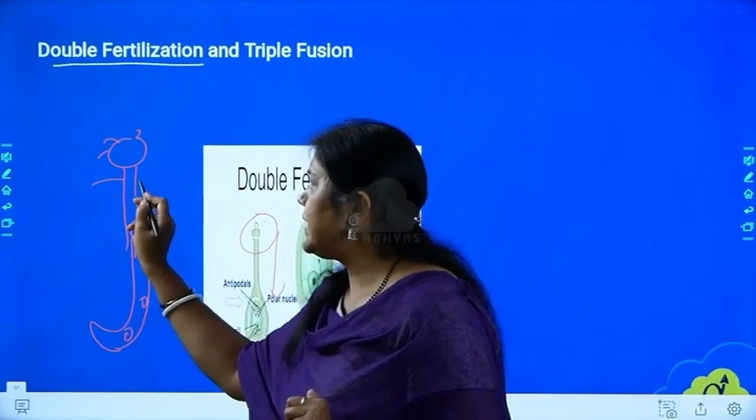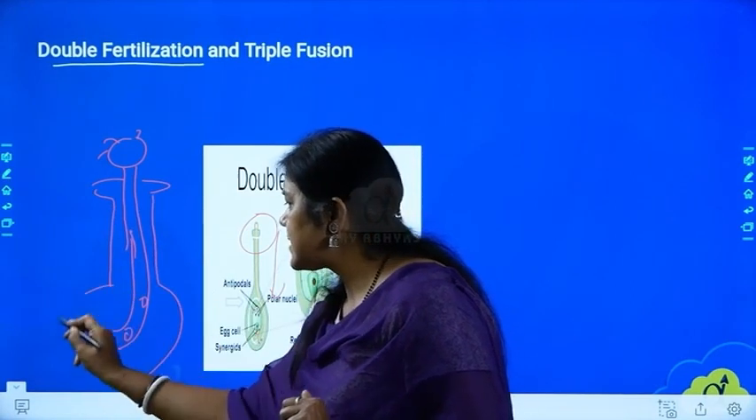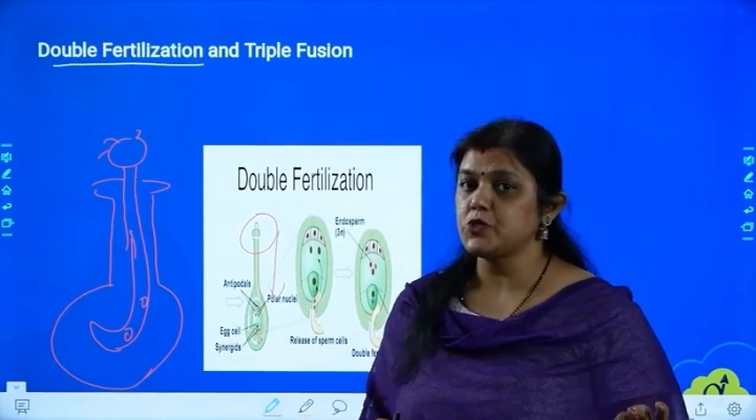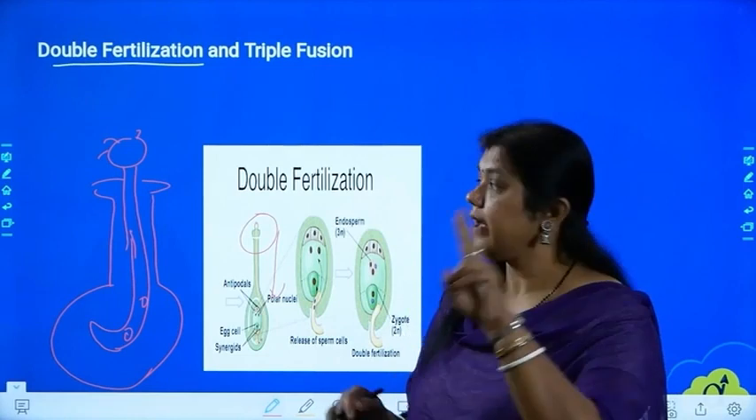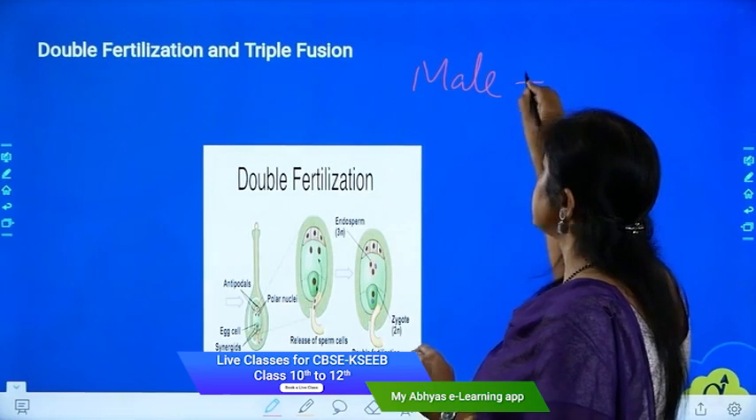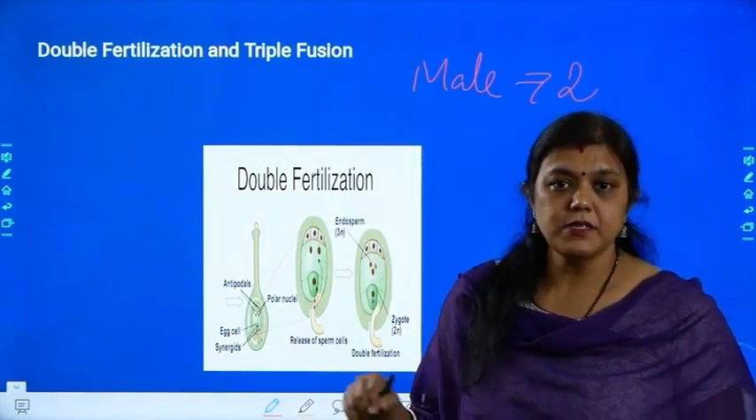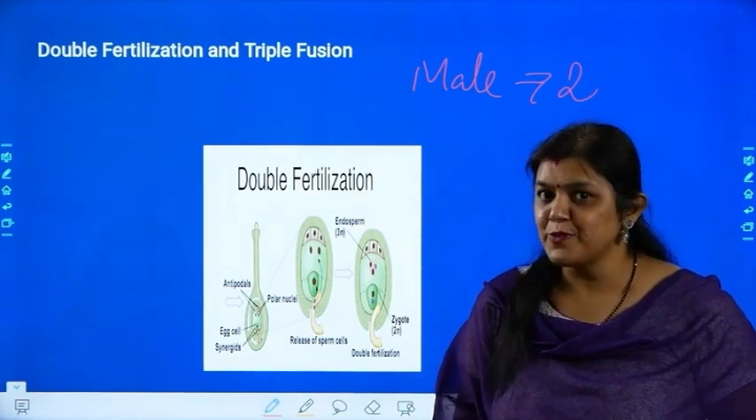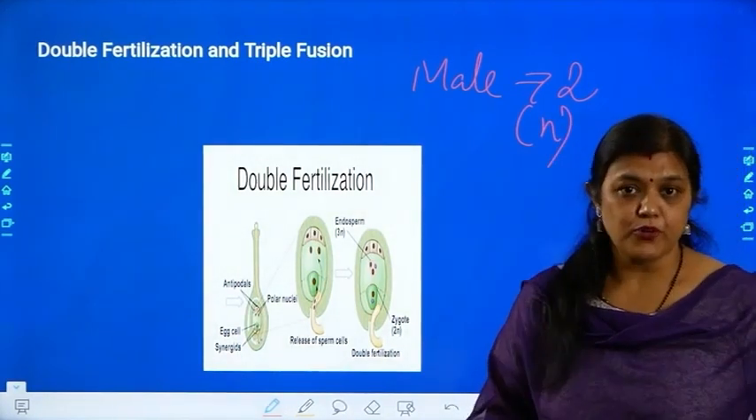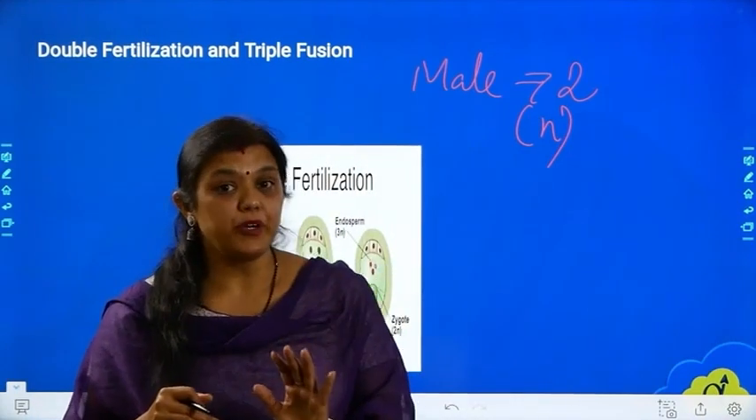So when the pollen is entering through the stigma, this is the stigma and this is the style, and going towards the ovary, at that time how many male gametes were there? Two male gametes are there, okay? So remember, one more thing: how many male gametes are released? Two male gametes are released. What is the ploidy of the male gamete? How many chromosomes are there? They are haploid, so they have n number of chromosomes, because these male gametes would have formed by the process of meiosis, right?